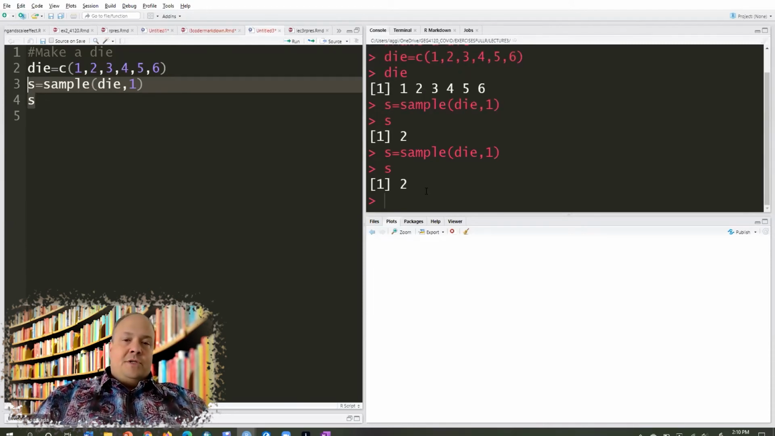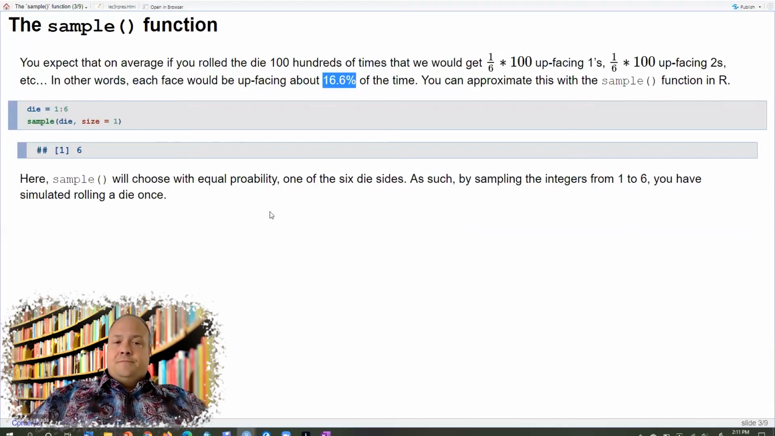So these first two rolls, a 2 came up. And then a 6 comes up. And then a 3. And then a 4. 2, 4, 5, 6. And we could tabulate these, right? We could record how many times each throw comes up as a one, how many times each throw comes up as a two, or as a three, or as a four. And sample can do that because it chooses with equal probability any of the six numbers in that vector, where each number has a 1/6 chance of being chosen each time. And that simulates our die roll.